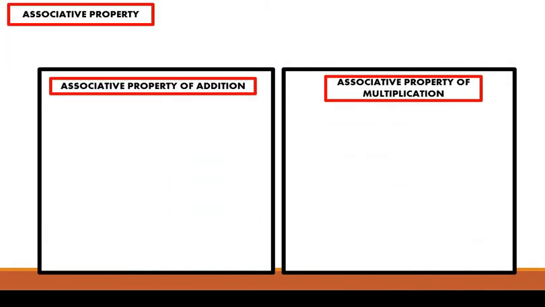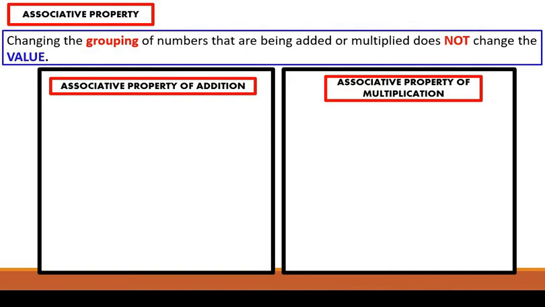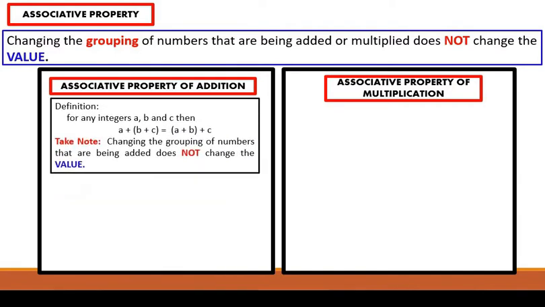Okay? Let's go to the next property. Associative property. The associative property states that, whereas earlier we were changing the position, now it involves grouping. Changing the grouping of the numbers that are being added or multiplied does not change the value. Let's have an example for addition. For example, let's use numbers to make it clearer. 5 plus 4 plus 3. So our grouping is 4 plus 3. It means if we change the grouping, the answer will not change. They should still be equal.